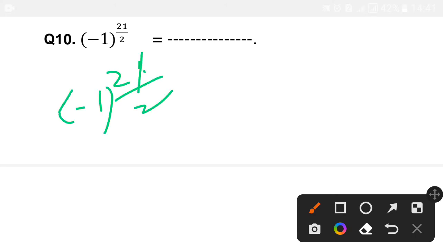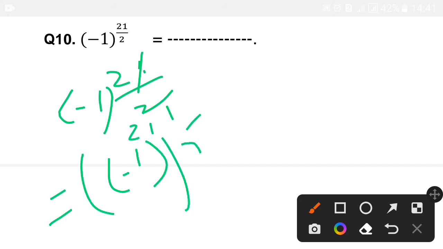This question is asked in almost all competitive examinations. It is asked in engineering entry tests, departmental entry tests, or in the lecturer mathematics test. So how to find out the value of minus 1 power 21 by 2? It can be written as minus 1 power 21, whole power 1 over 2. Now what is minus 1 power 21? Minus 1 power 21 is an odd number, so it does not affect the negative symbol.